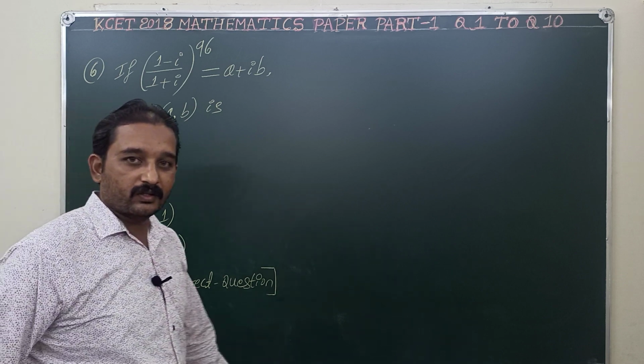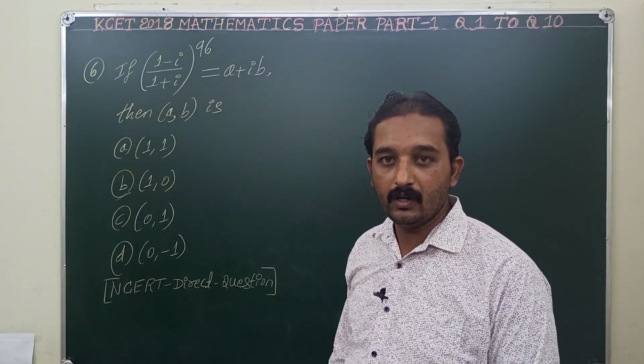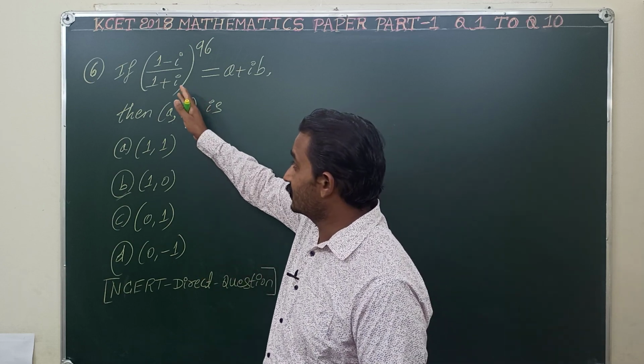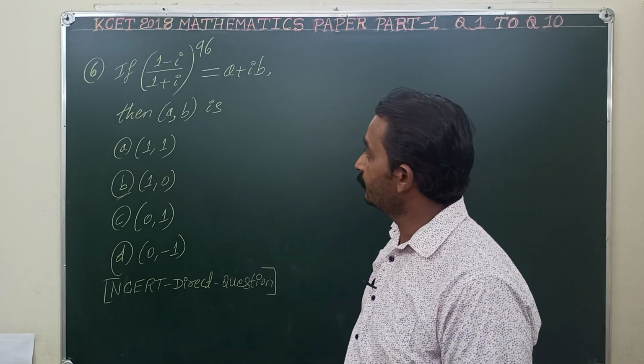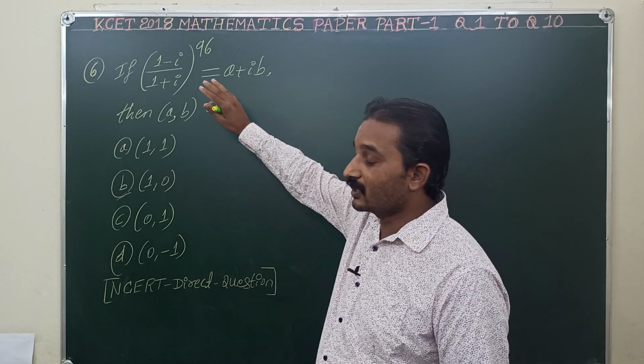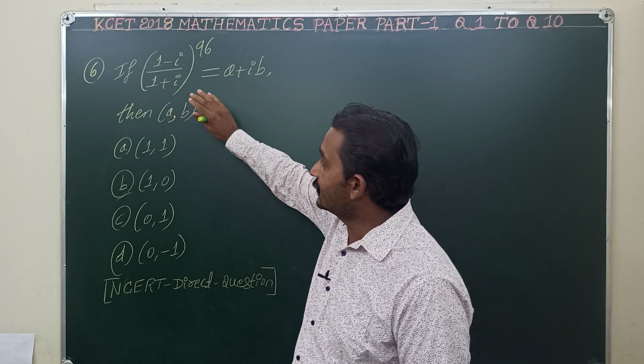So now let us move on to the next question, question number 6. This question is based on the chapter Complex Numbers and Quadratic Equations, from the first year. Usually there are one or two questions on this chapter. So let us take this question.